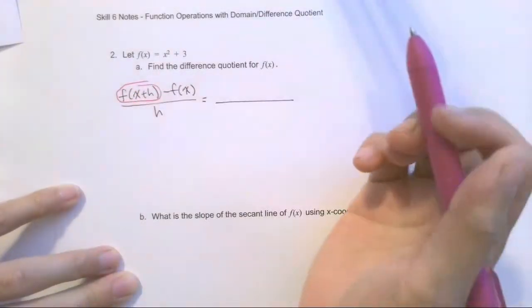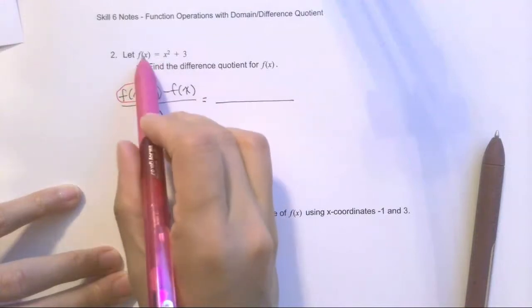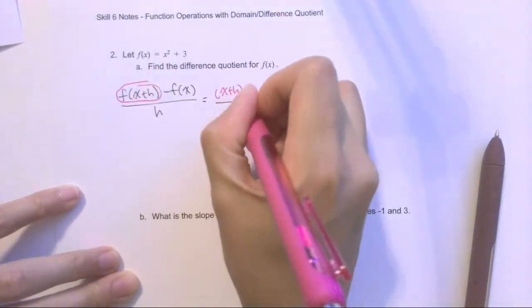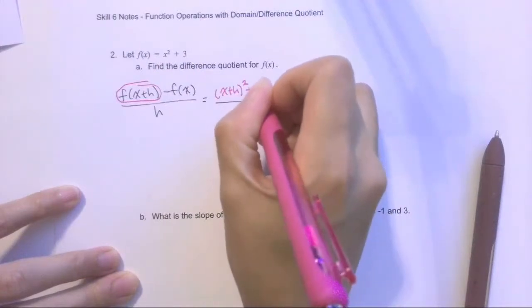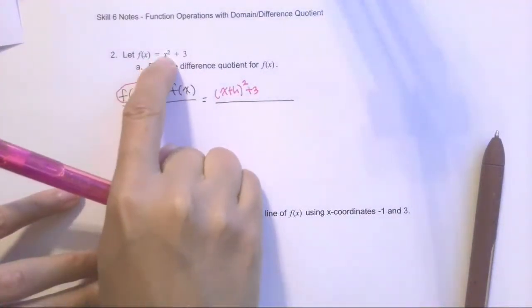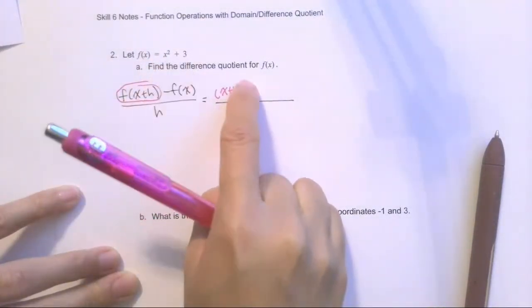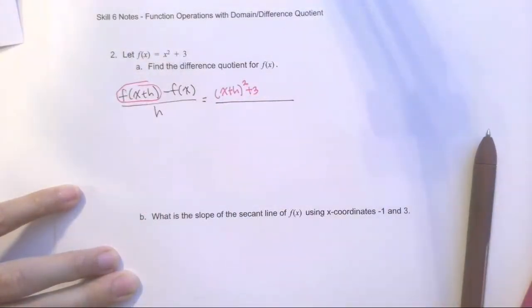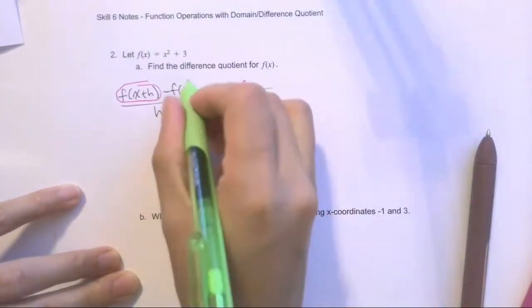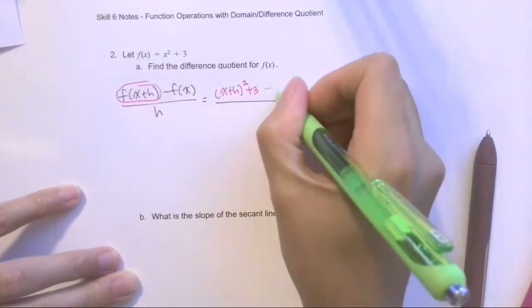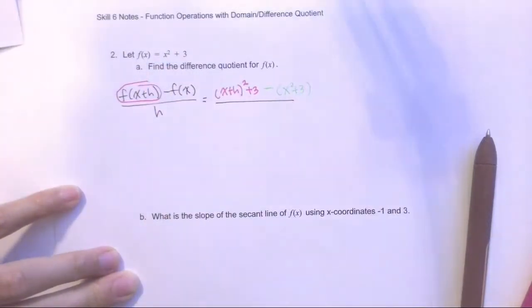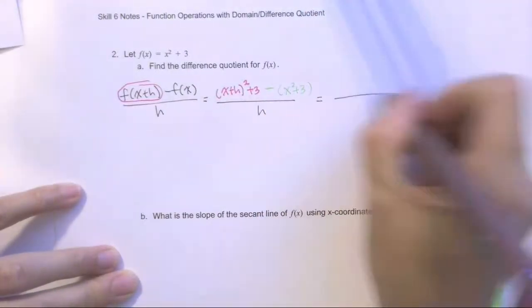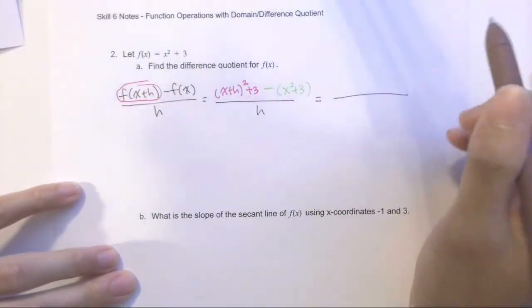Let me do it in the pink. So instead of x, we're going to put x plus h in it. We get x plus h squared plus 3, right? Because that's where the input goes in. So input squared plus 3. Are you good so far? Yeah? All right, now minus f of x. What's f of x? The whole thing, x squared plus 3, divided by h. There is a lot of simplification to do, so let's go ahead and do it.